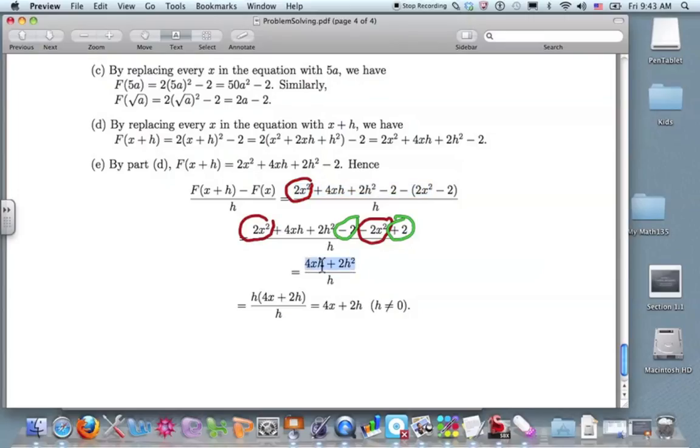plus 2h squared. And now h becomes a common factor of the numerator, and we pull h out, and by this time we can cancel h in the numerator and denominator. And notice that since h is not 0, we get to cancel them. So the answer for question E is 4x plus 2h. Okay, that's the end of the problem solving in detail.